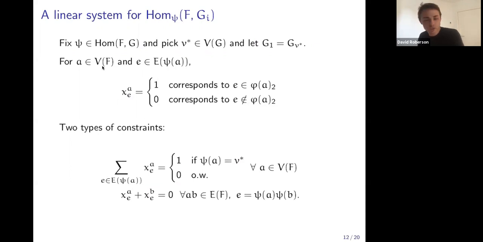And then the second condition just ensures that adjacency is preserved. Basically, this equals 0. This is the same thing as saying that these two... this is all over Z2, I should have said. So this is all over Z2.